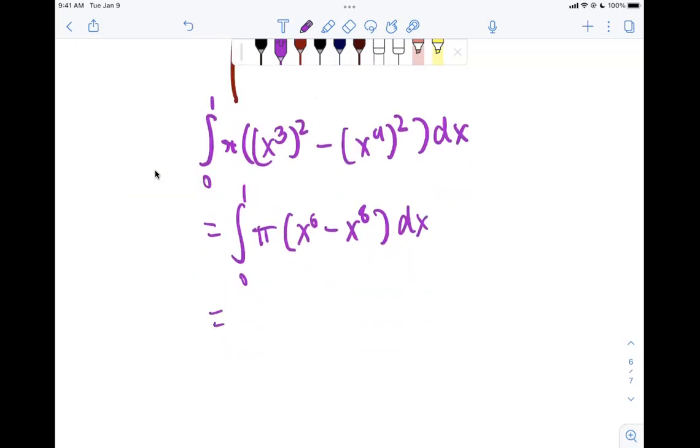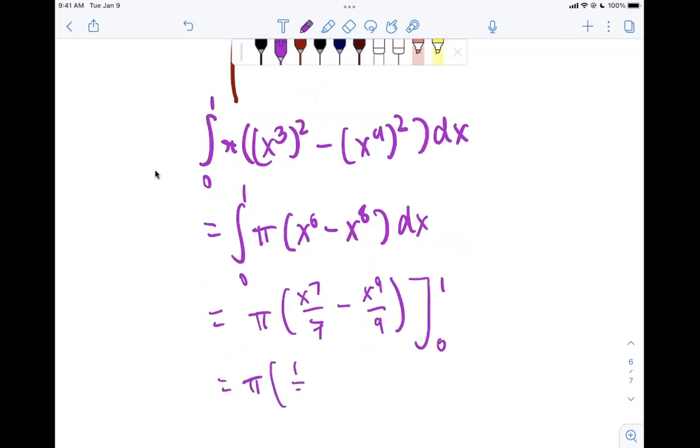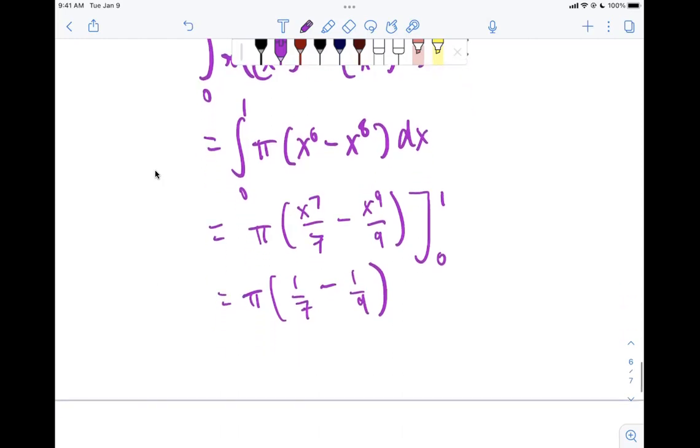And we know how to do this, so that's pi times x to the 7 over 7 minus x to the 9 over 9, going from 0 to 1, which is pi times 1/7 minus 1/9. And that's 2 pi over 63. And that would be our final answer.